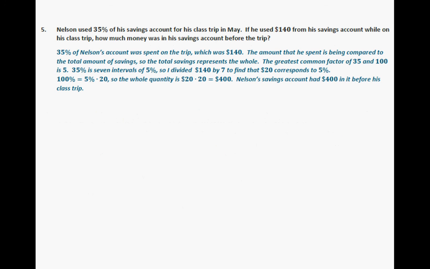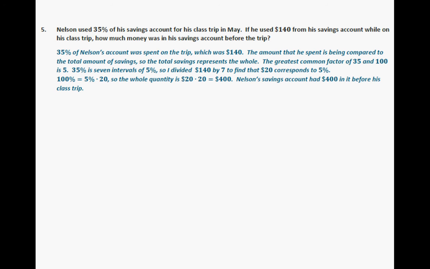All right, here's number 5. Nelson used 35% of his savings for his class trip in May. If he used $140 from his savings account while on his class trip, how much money was in his savings account before he was on the trip? So again, 35% is representing 140.